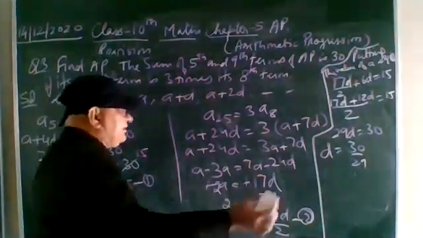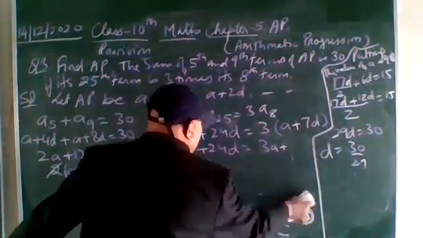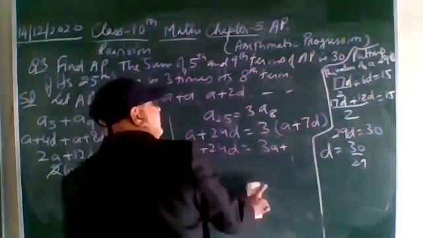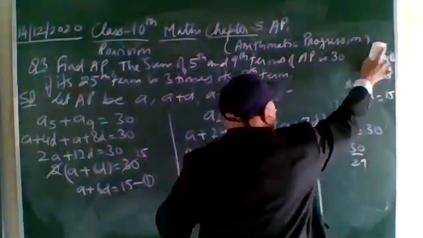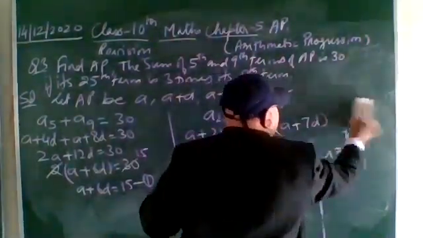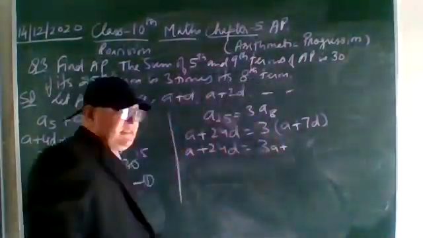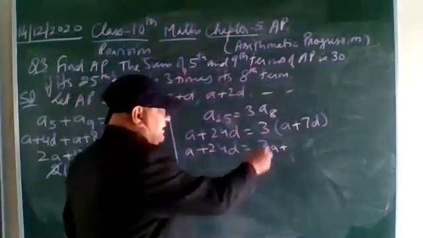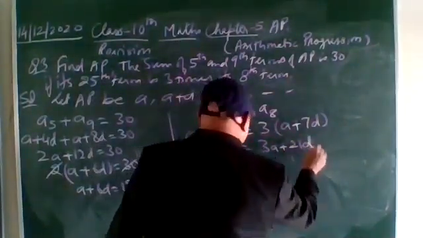Here we have made a mistake. Please see that here I have not opened this bracket. So I have made one mistake in the question. Please see that in the question, in the multiplication part, the mistake is 3A plus 21D.